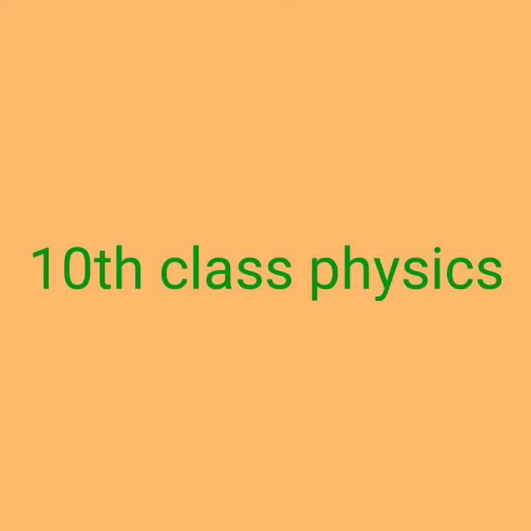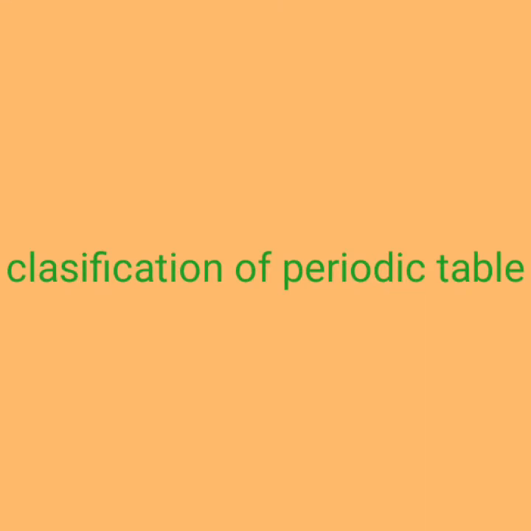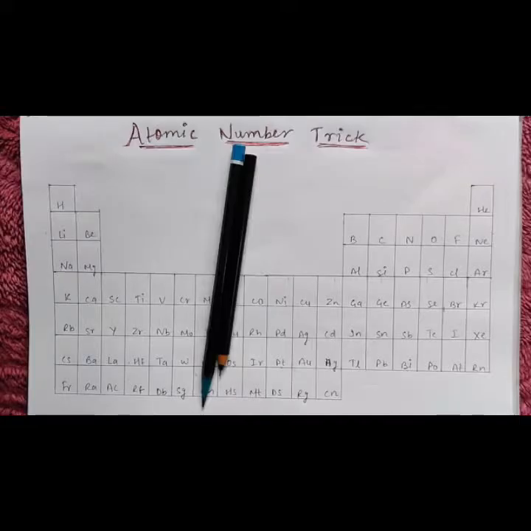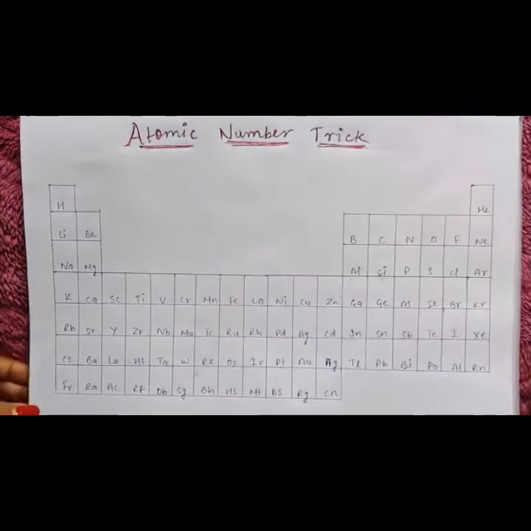Hi, today we discuss 10th class chemistry, the classification of the periodic table. In a periodic table, it is classified into four blocks. In these four blocks, one is the S block elements.